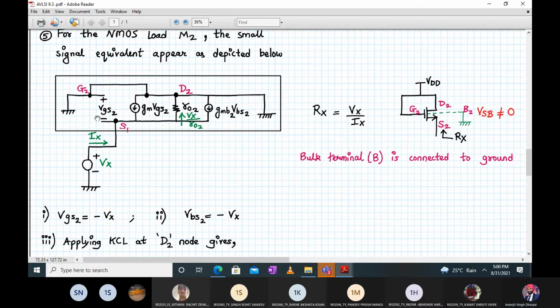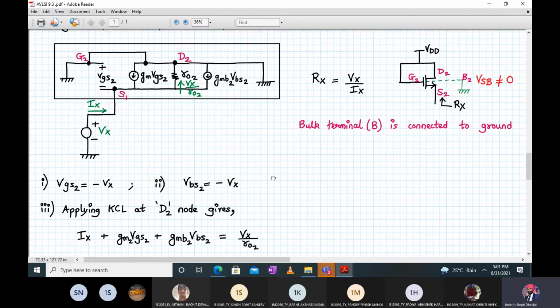Now from the circuit, can we say that VGS2 is equal to minus VX? Yes, because the polarity of VGS2, negative terminal is connected to source 1, and VX polarity, positive terminal is connected to source 1. That means they are connected in parallel because the gate is also connected to the ground. So VGS2 is equal to minus VX. Also, we have seen earlier that VGS2 and VBS2 are in parallel, so VBS2 is also equal to minus VX.